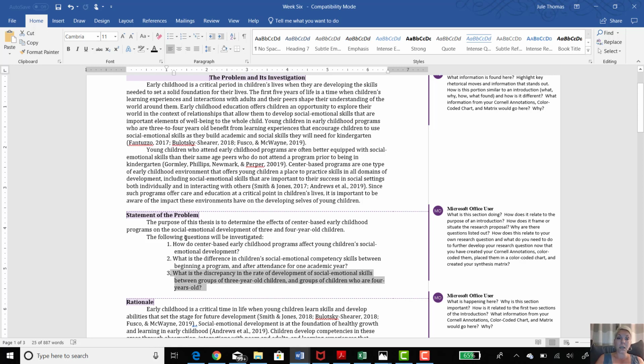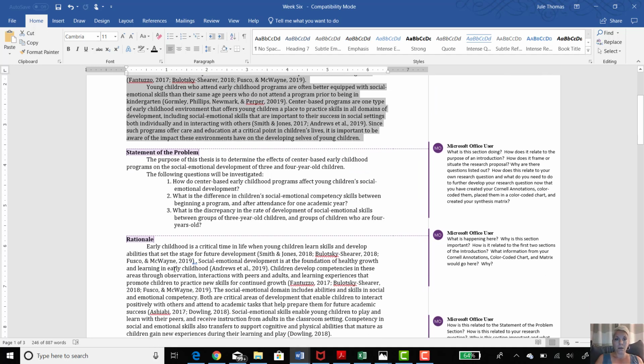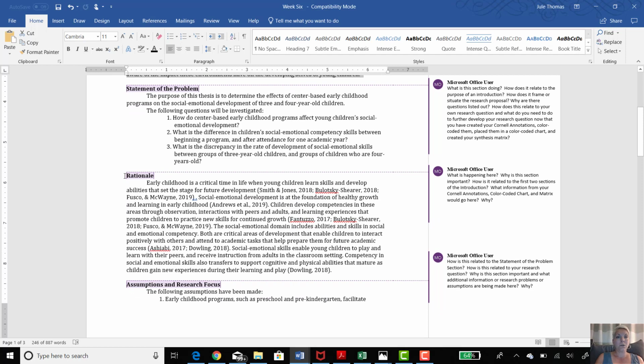But these are questions that I'm developing from the statement of the problem, right? And the way that I've developed these questions is because I've conducted research and I have found that these are 3 common themes or questions or investigations that have been present in the research that I've been looking at. Okay, the next section is the rationale.